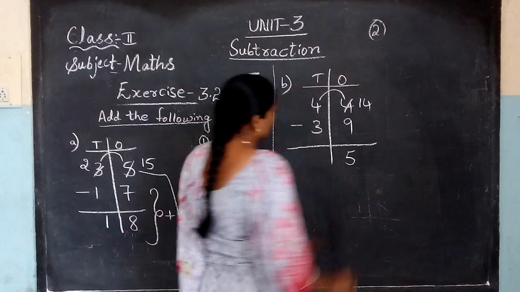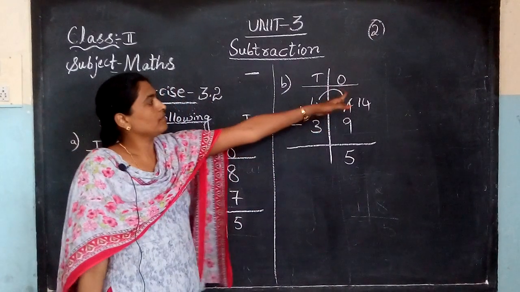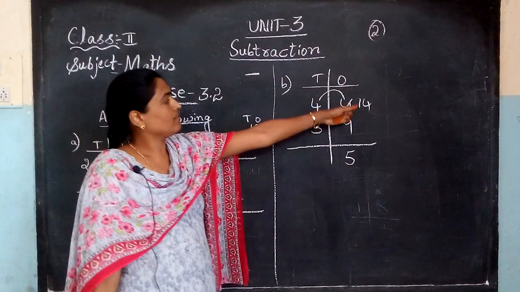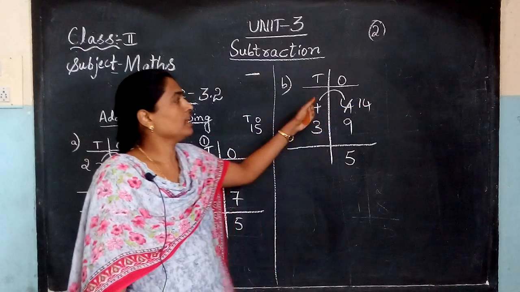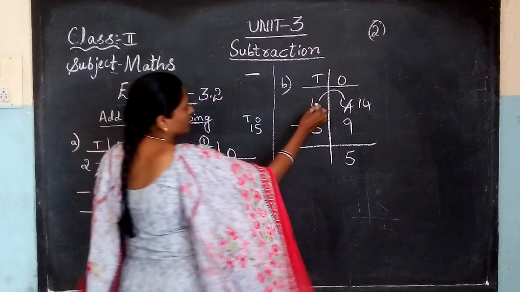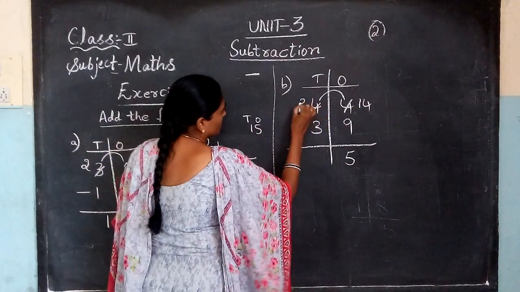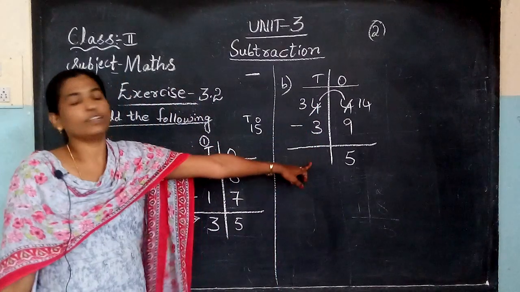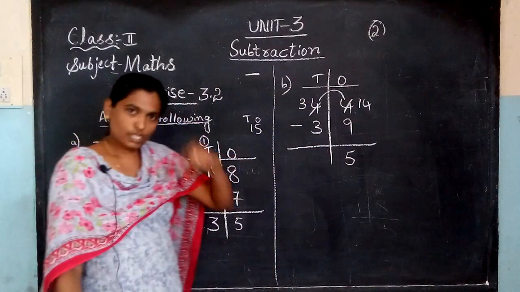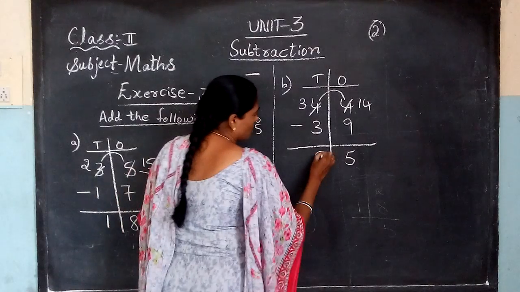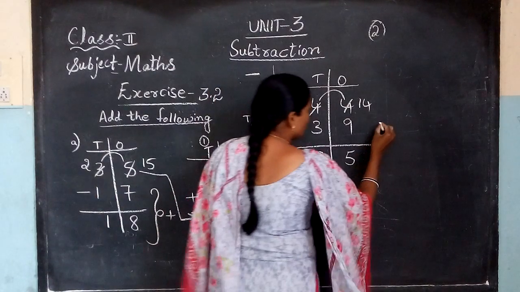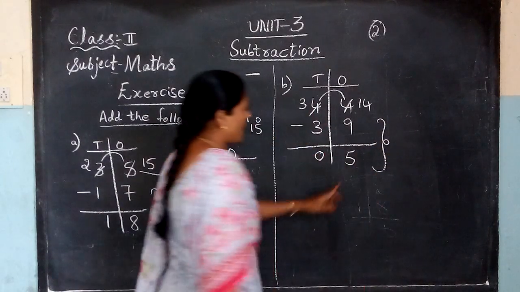You got answer 5. From the tens column you gave one number to the ones column, so one number will be less. What is that number? 4, before number 3. If 2 numbers are the same, what will the answer be? 0. Yes.